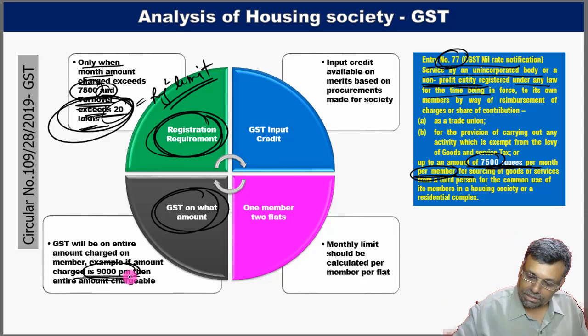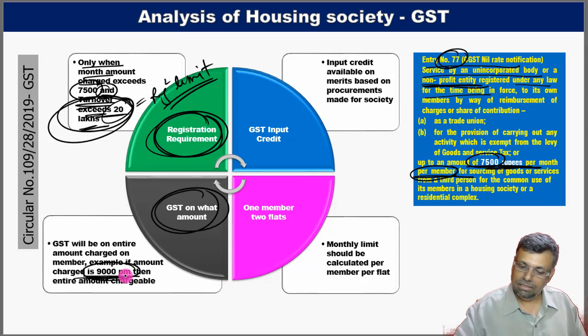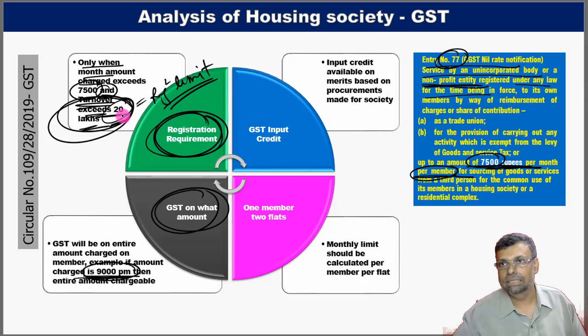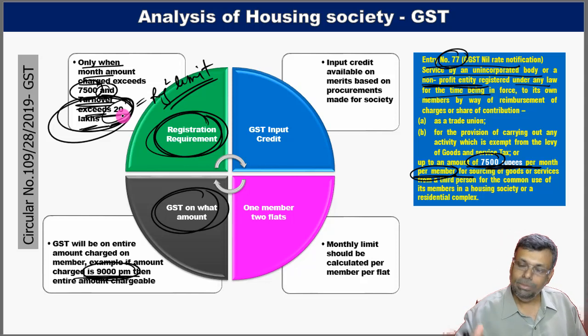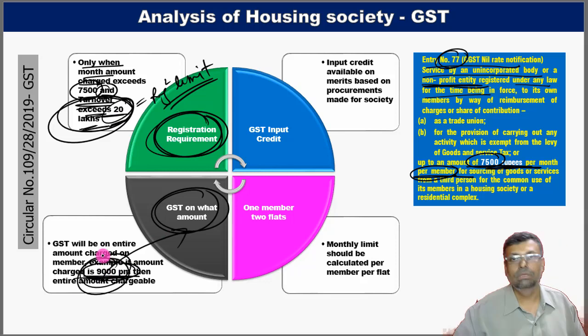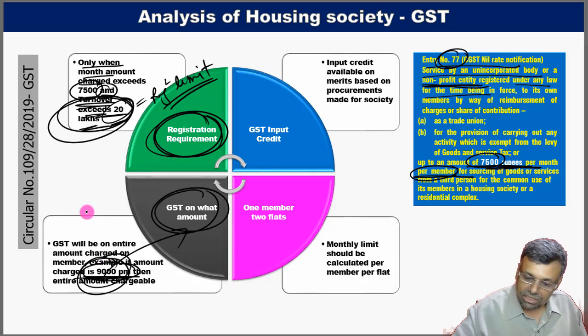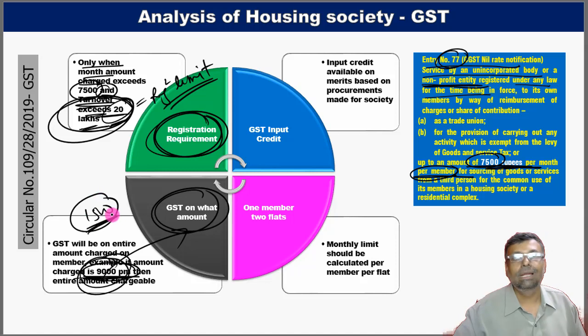Now suppose it is 9,000 per month, so you are crossing 7,500 rupees, plus you are crossing the default limit of the registration chapter, that is 20 lakhs. Then you will be liable to register. Now when GST is applicable, it will be on the entire amount of 9,000 per member per flat. That means your GST burden is on the entire amount. So don't think that your GST burden will be only on the excess figure above 7,500. That will not be done. This is what the circular has clarified.